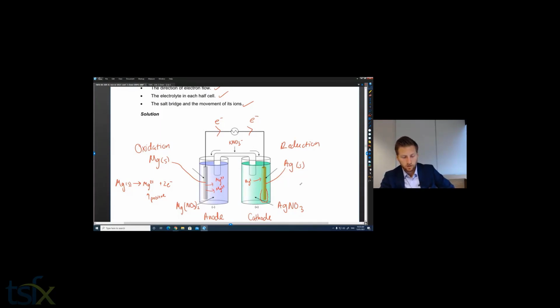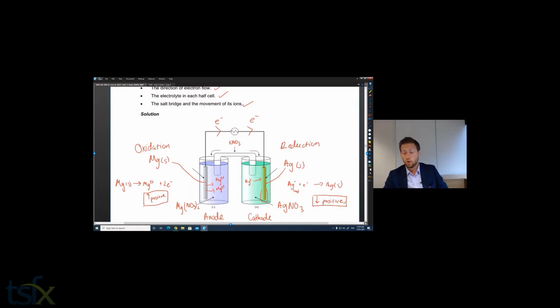Okay, so do the same equation. Ag+ aqueous plus an electron goes to Ag solid. So over time, it's getting less and less. So here we've got more positive and here we're going to get less positive or more negative. Potassium nitrate's not negative, good pick up.